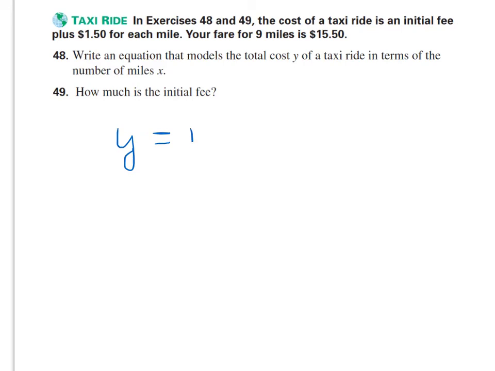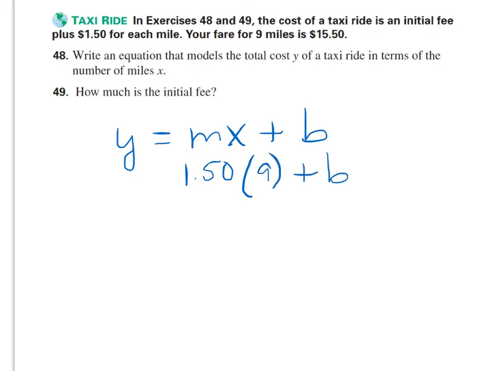y = mx + b is what we're going to use for slope-intercept form. And this time, since the $1.50 per mile is the increase, that's our slope, and we know one point, we know one fare. We know for 9 miles, the total cost was $15.50.